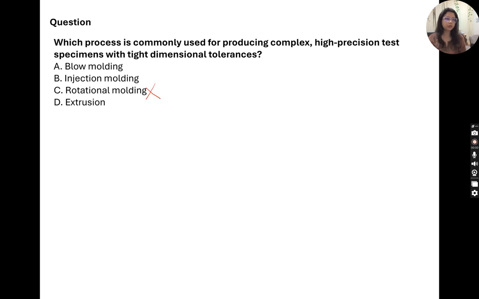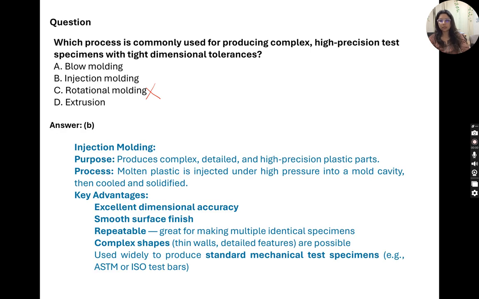Okay, let's move forward to the answer. Among these, the technique which can be used to form high precision test specimens is injection molding. Blow molding and extrusion are also processes, but injection molding uses a highly precise mold, in which we can inject melted polymer and form the specific shape. Extrusion is a continuous process in which the polymer is formed continuously, and for that we need to cut the sample to a specific size, so it's not that precise.